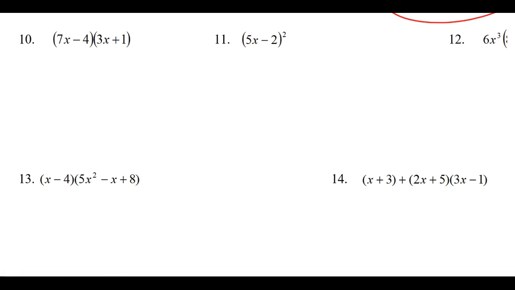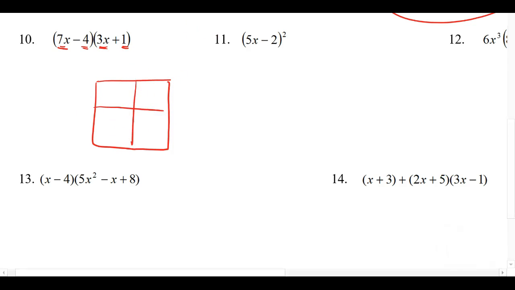Okay, so let's go to number 10. So now number 10, I have another 2 by 2 with 2 terms here, 2 terms here. So let's make another box. And now I'm going to have 7x here, and negative 4 here, and 3x here, and 1 here.